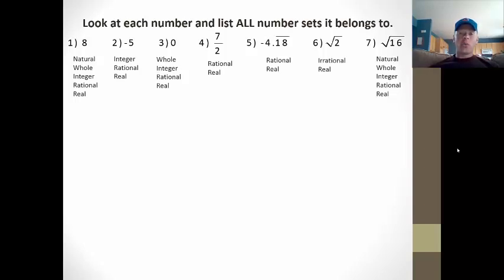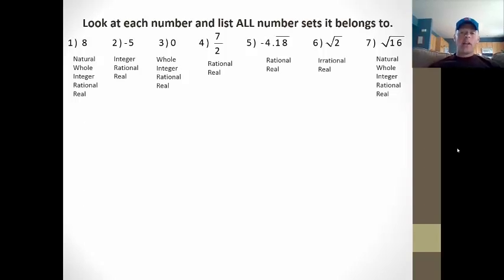Couple things to notice here. 1, every number is part of the reals. You should always be including it in the reals. They all live on planet Earth. The other thing we should notice is that if a number is rational, it's not irrational. And if it's irrational, it's not rational. It can never be in all of the number sets. Rational and irrational don't go together.